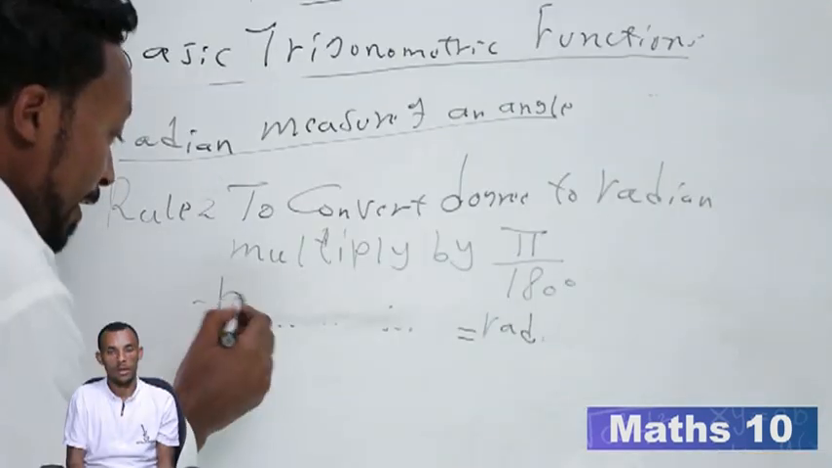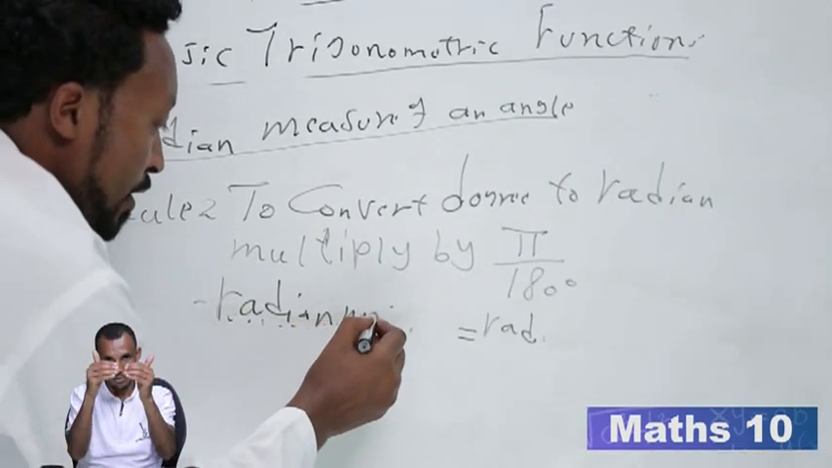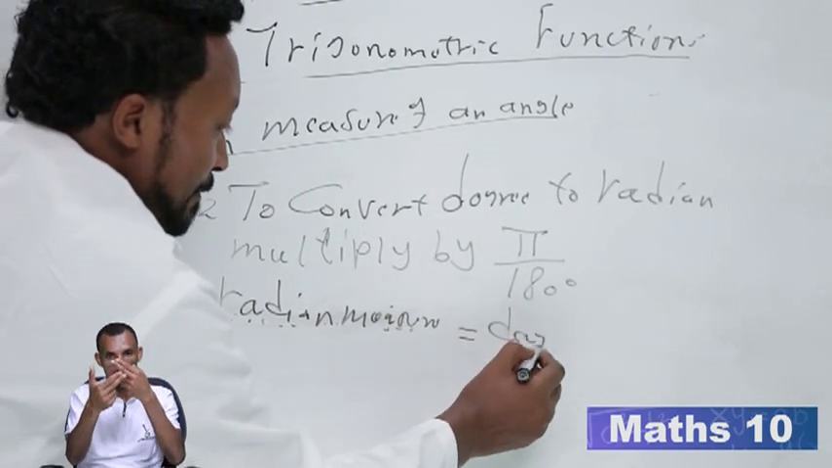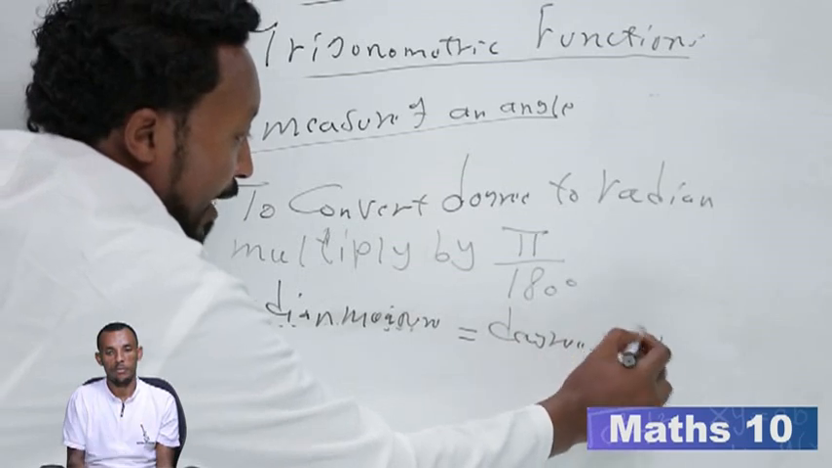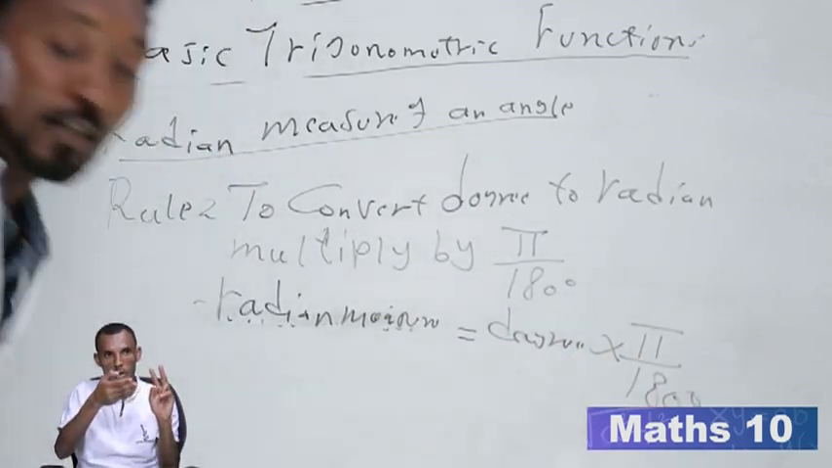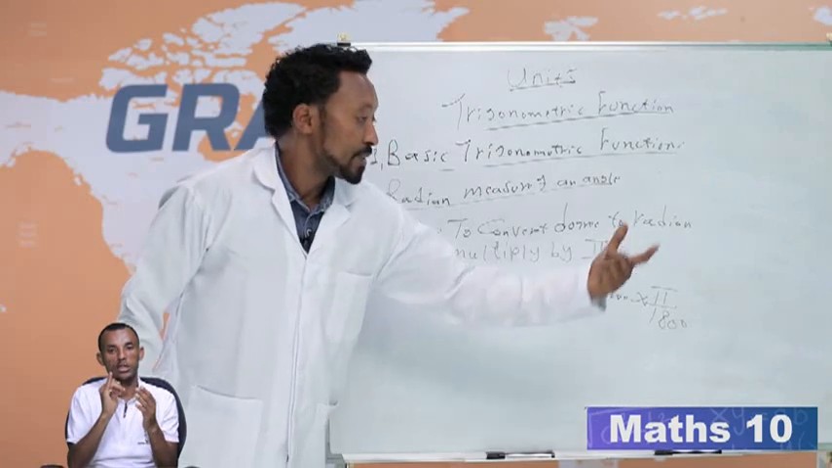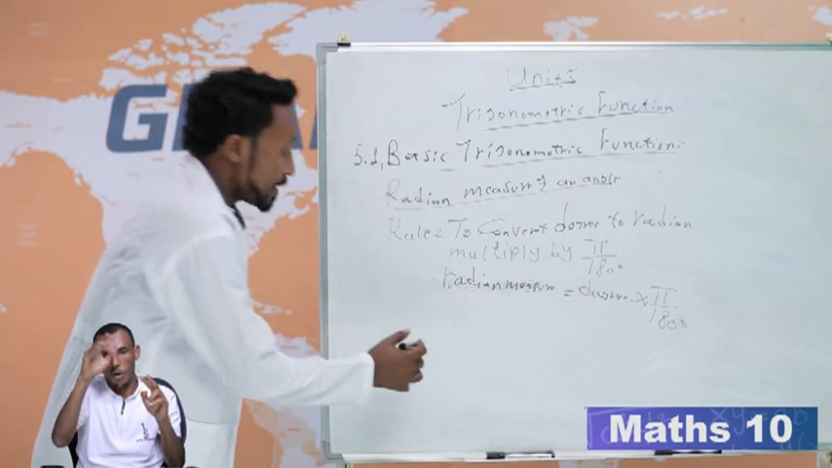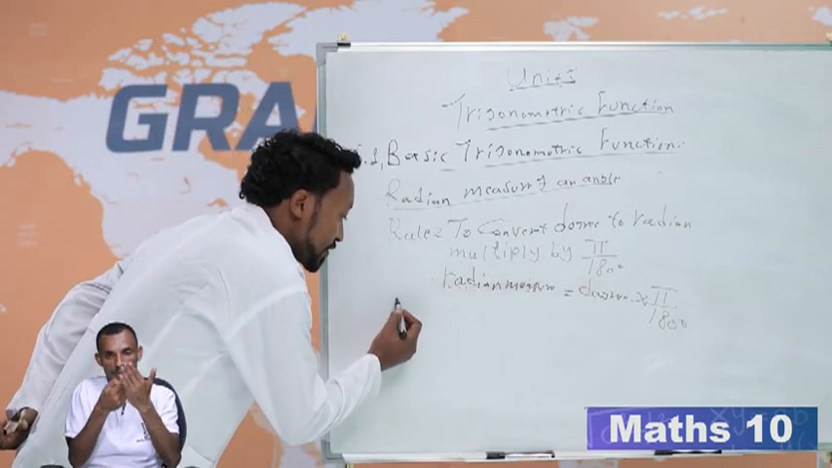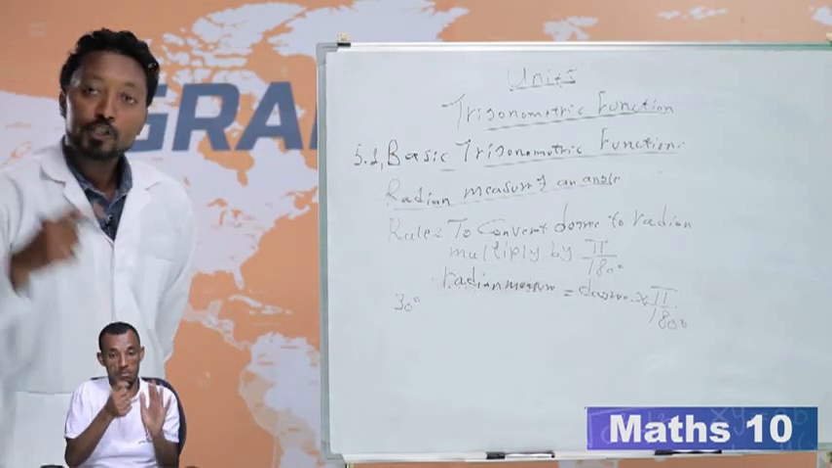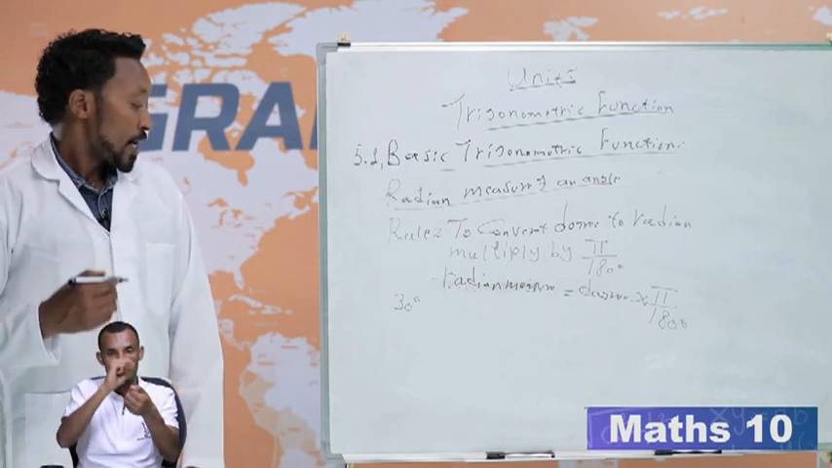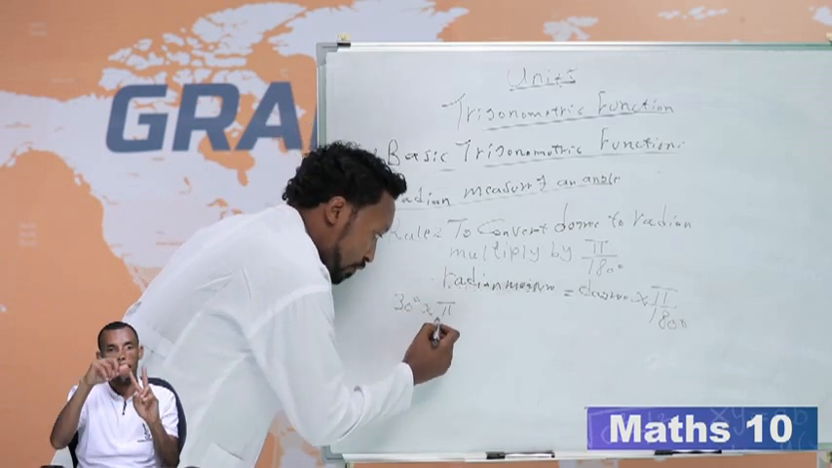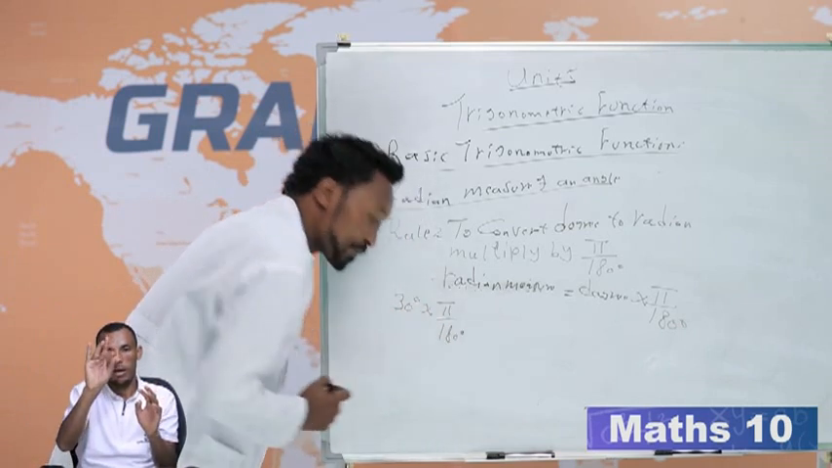Therefore, this means radian measure equals degree multiplied by pi over 180 degree. This is the ratio. That means, for example, here 30 degree is converted to radian. This is 30 degree multiplied by pi over 180 degree.